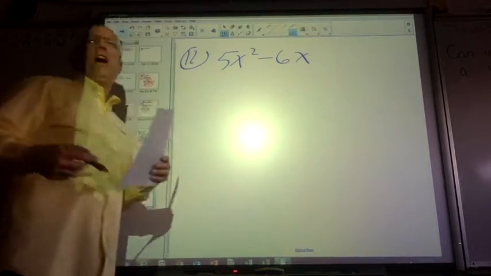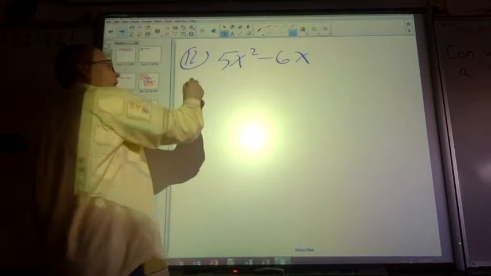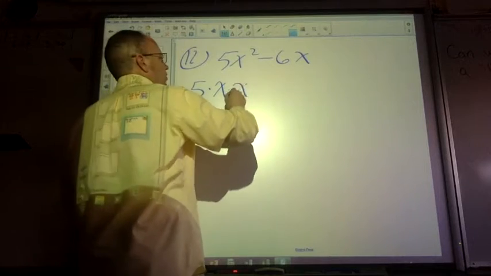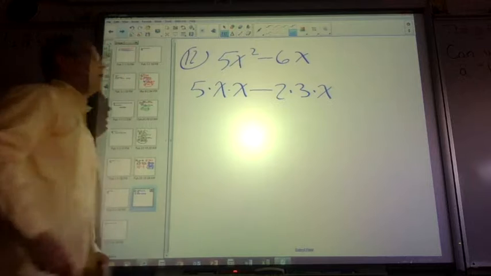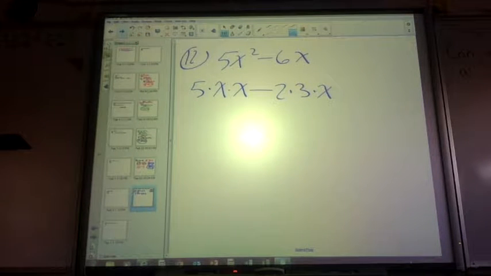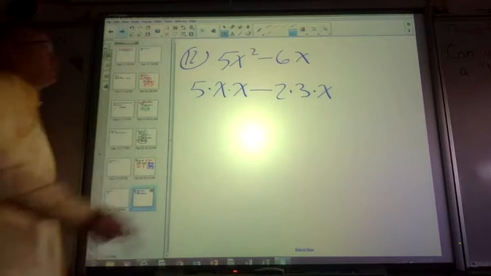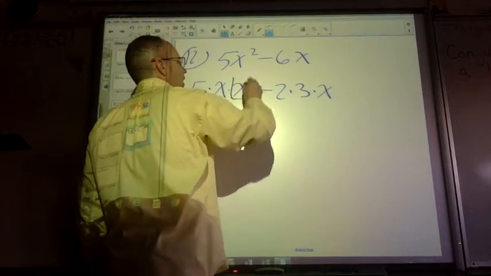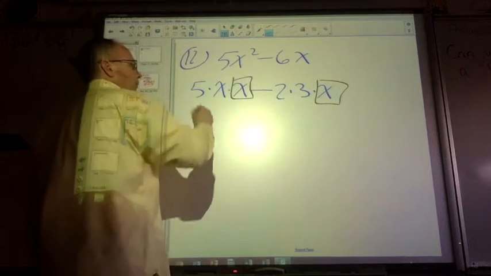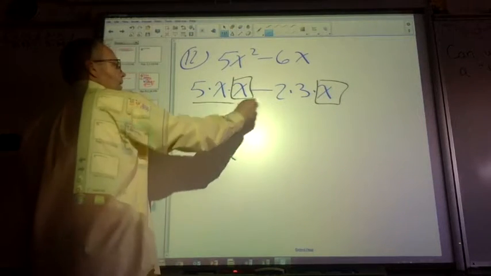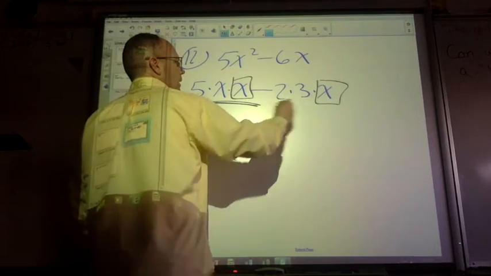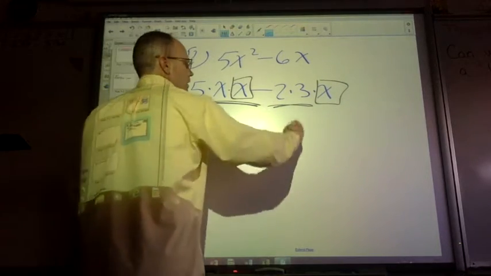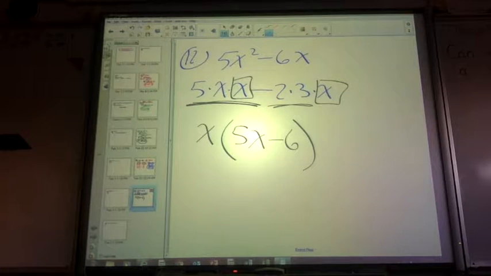All right, can I break 5 down any further? No, so I get 5x and x minus 6 breaks down to 2 times 3 times x. Of my two sets of terms, 5x and 2, 3, x, what do I have in common? I have an x. Okay, so I have a singleton x here and here. So that comes out front. What am I left with here? 5 and an x. The minus comes down. What am I left with here? 6. Done. I undistributed.